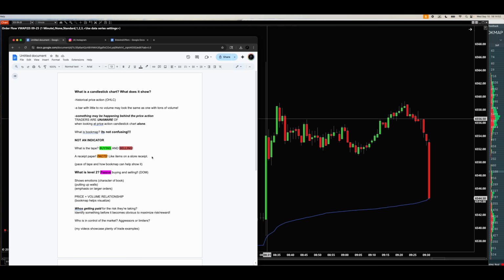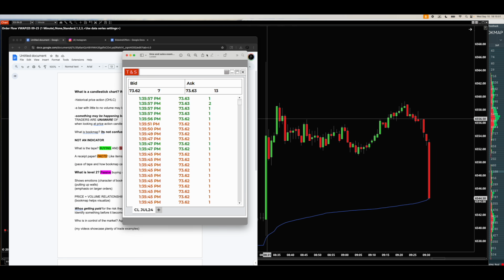So there's two sides of the order flow. There's the tape and there's the level 2, okay? The tape is a literal receipt paper, just like this one. This is just an example screenshot because the market's closed right now. Actually, it just opened up at 6:15 p.m. But anyway, this is just an example of the tape.